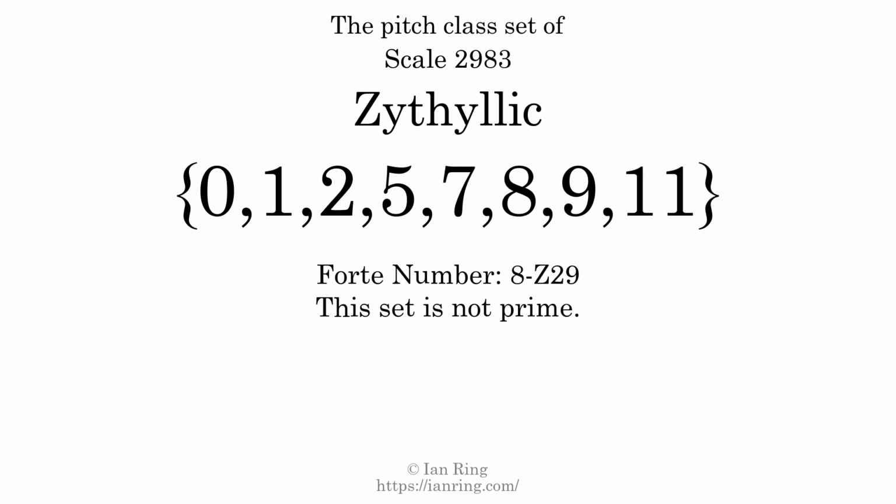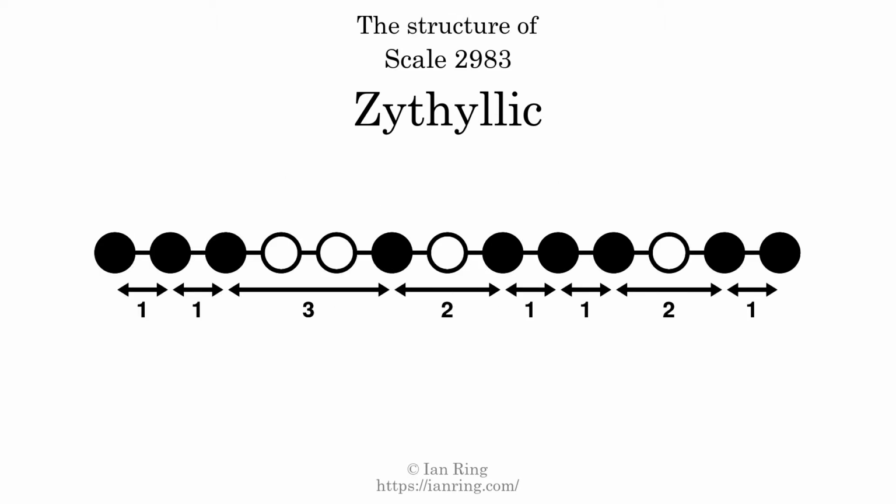The pitch class set for this scale is 0, 1, 2, 5, 7, 8, 9, 11. The Fort class is 8Z29. This set is not prime. The structure of a scale is a description of the interval distance between each successive tone. This scale has a structure of 113211121.